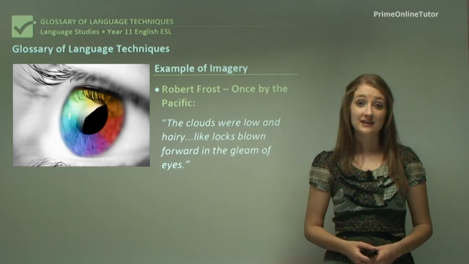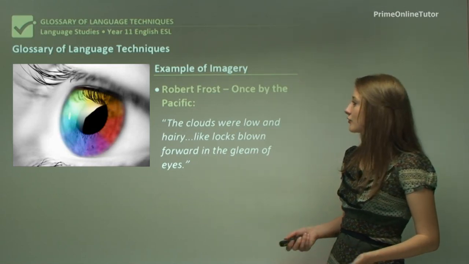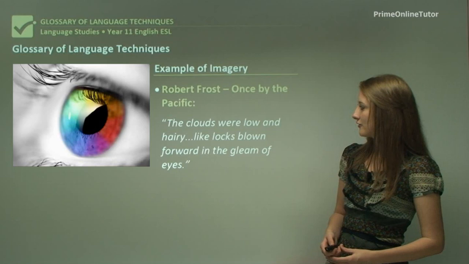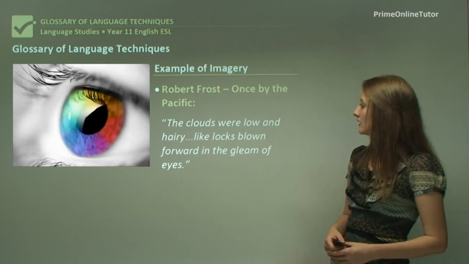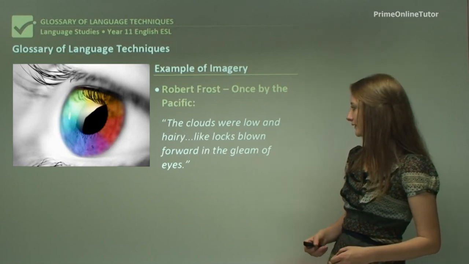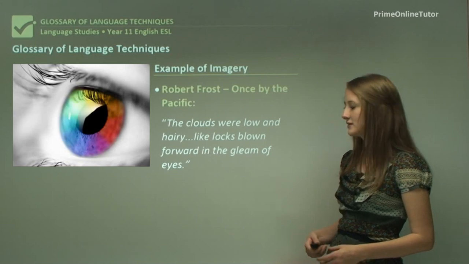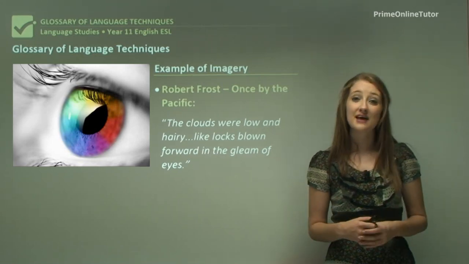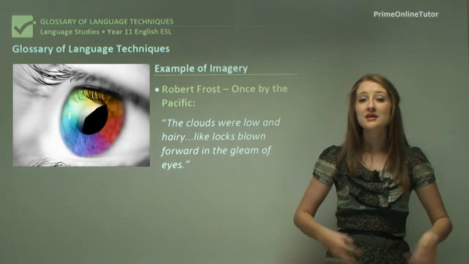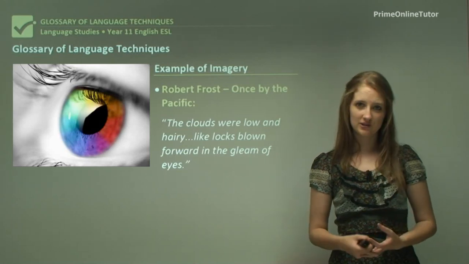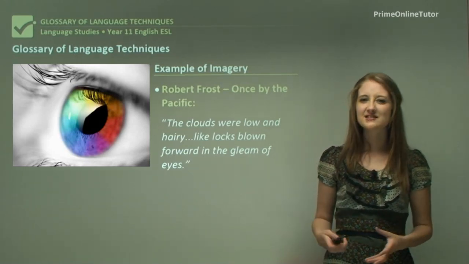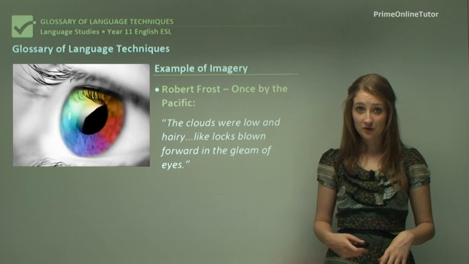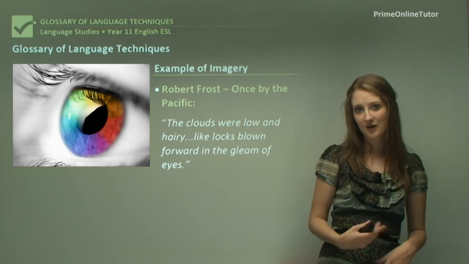If we take a look at an example of this, we'll see in Robert Frost's poem, Once by the Pacific, the clouds were low and hairy, like locks blown forward in the gleam of eyes. So we get that sense there of the way that he's really constructing a mental picture for the reader. And that's an example of the way that language can be used to really paint that scenario in your mind when you read it.